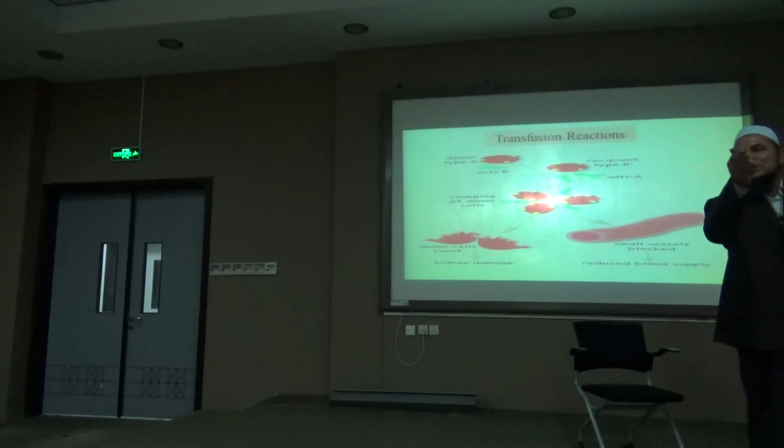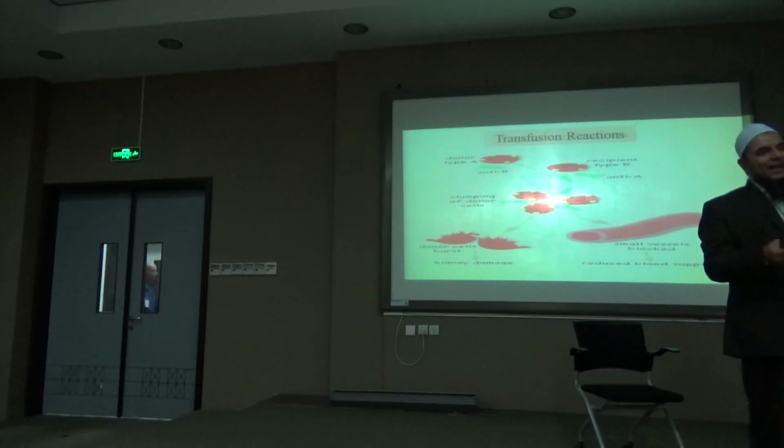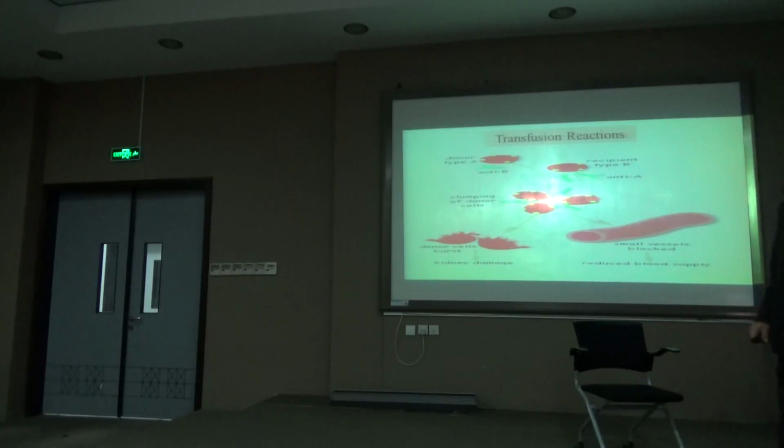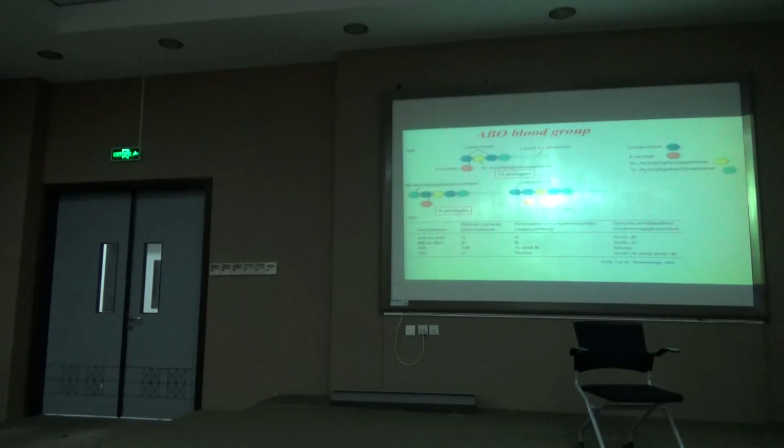He needed A positive and he gave him B blood. When he gave him B blood, what will happen? The anti-A antibody of this one will attack these RBCs and lead to rupture, causing hemoglobinuria and hyperbilirubinemia.